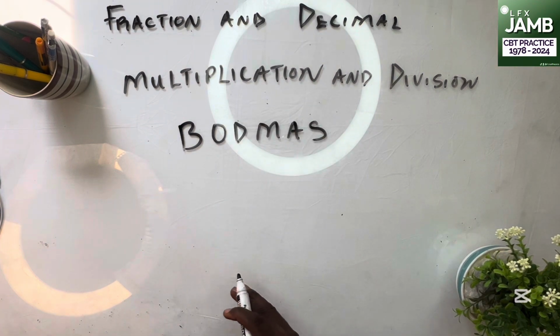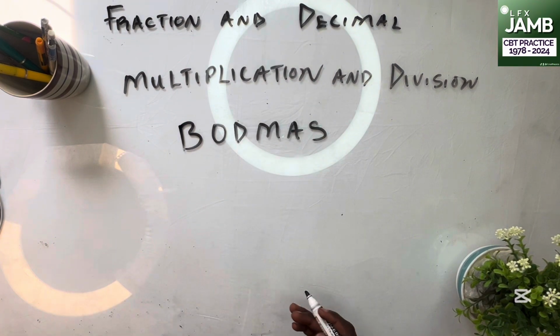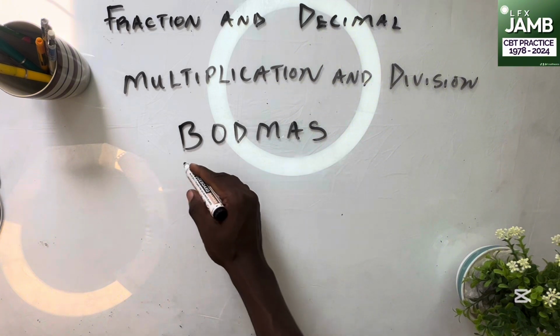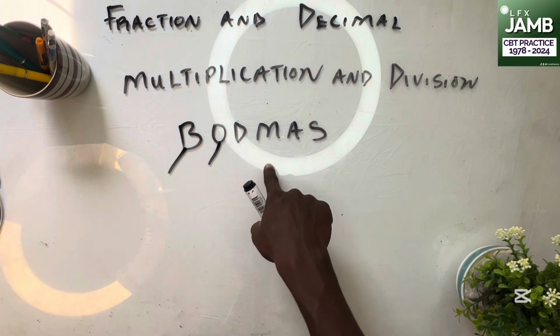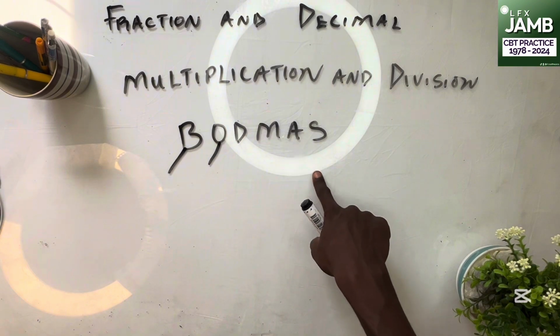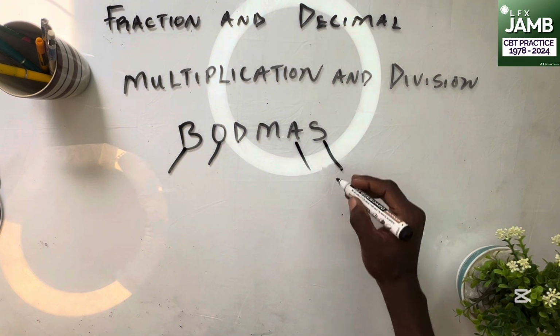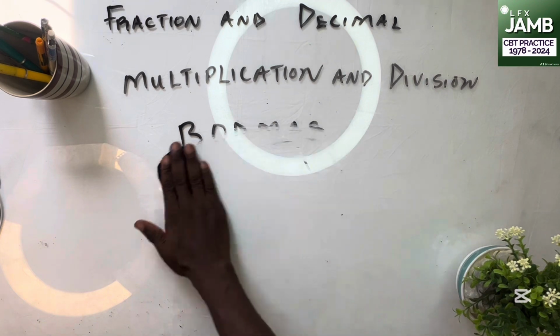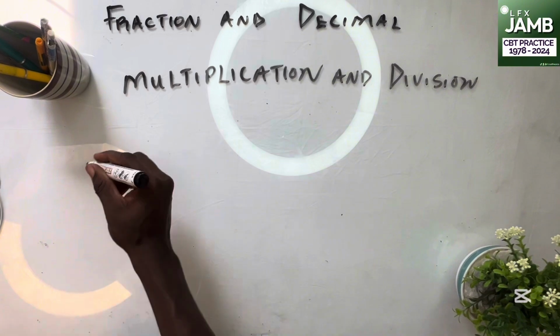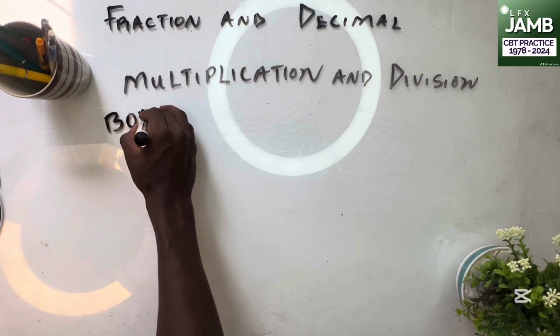So when we are given several operations to carry out, probably addition, subtraction, brackets, off, and the rest, there is an order to carry that out, and that order is known as BODMAS, where B is bracket, O is off or order, D is division, M is multiplication, A is addition, and S is subtraction. So let's take that one angle, BODMAS.